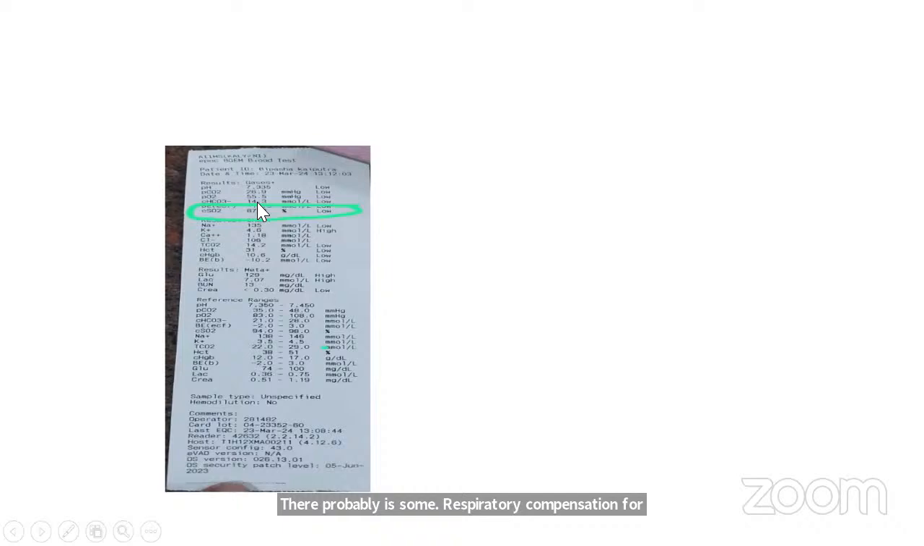The PO2 is 55. Now, all of you, are you clear on what is PO2 and what is SO2 and how are these two values interlinked? So PO2, as we know, is the partial pressure of oxygen in blood. Saturation of hemoglobin is how much hemoglobin is saturated with oxygen, right?